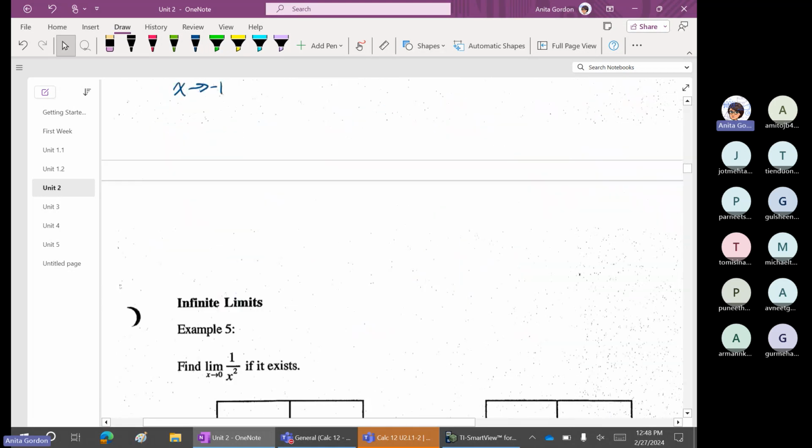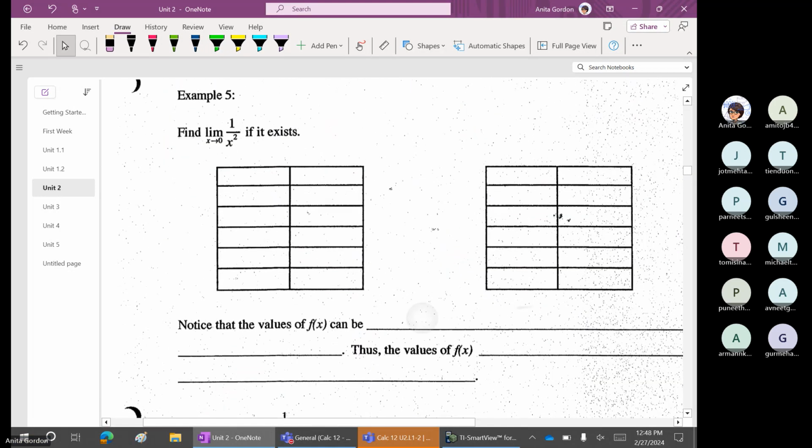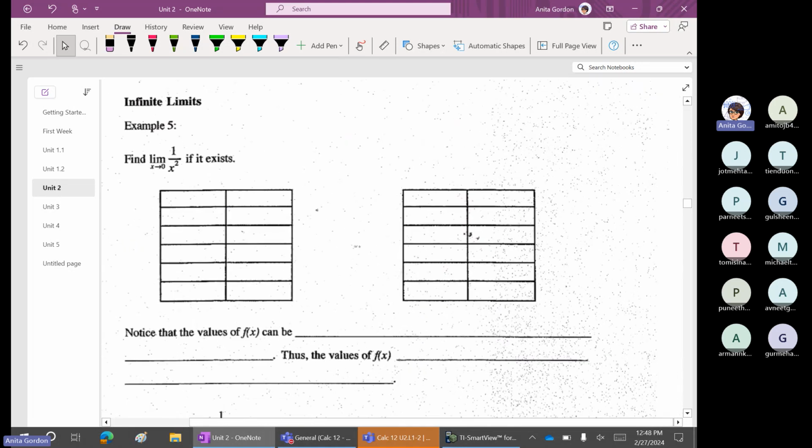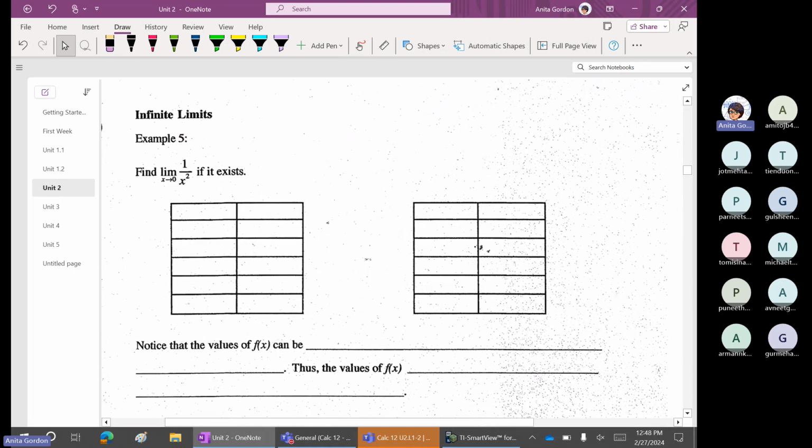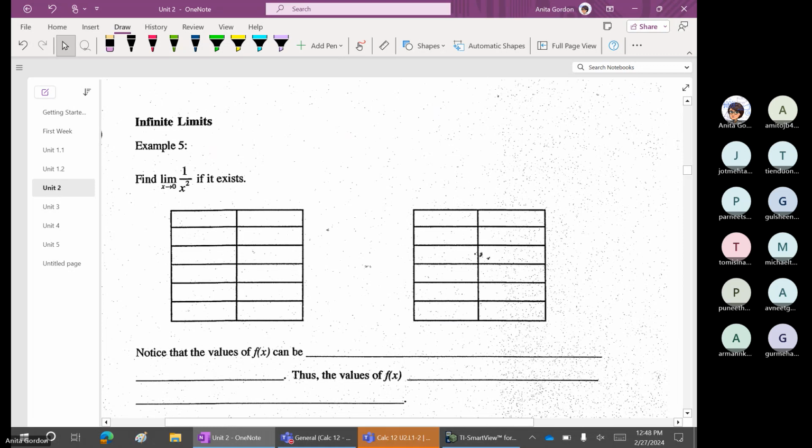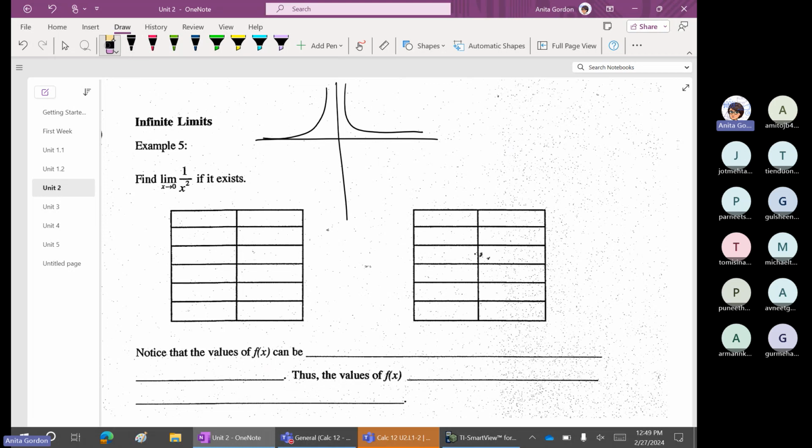Okay, let's do one more example. Okay, anybody remember what the 1 over x squared graph looks like? That's not totally wrong. You're on the right track. Yes? You're on the right track. I've heard two things that are on the right track. Yes, a reflection on the y-axis. Perfect.